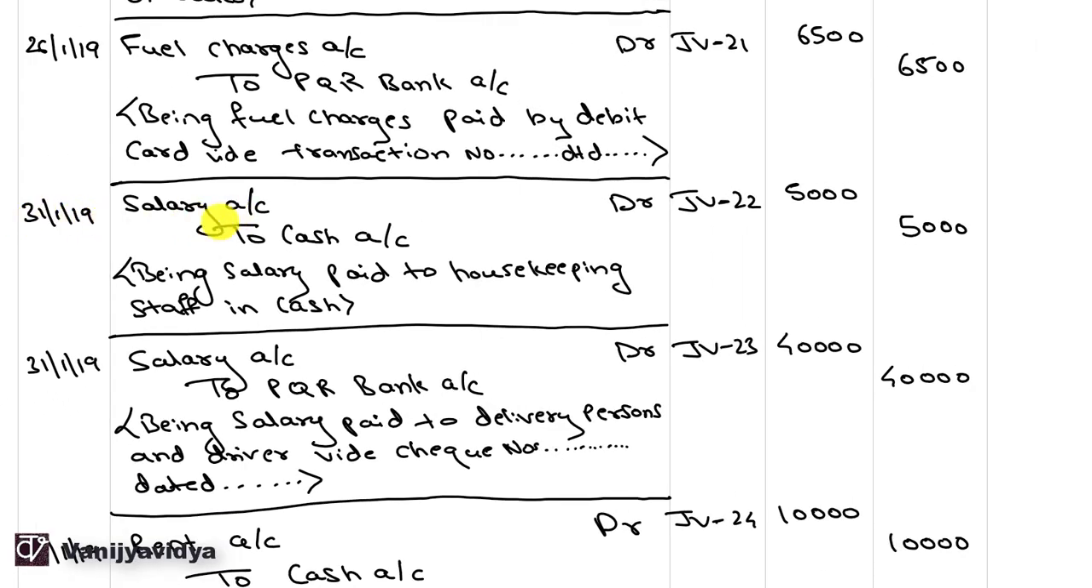31st Jan 2019 salary account debit 5,000 to cash account 5,000 JV22. So one impact will be on the debit side of salary account and one more impact will be on the credit side of the cash account. Let's post this journal entry.